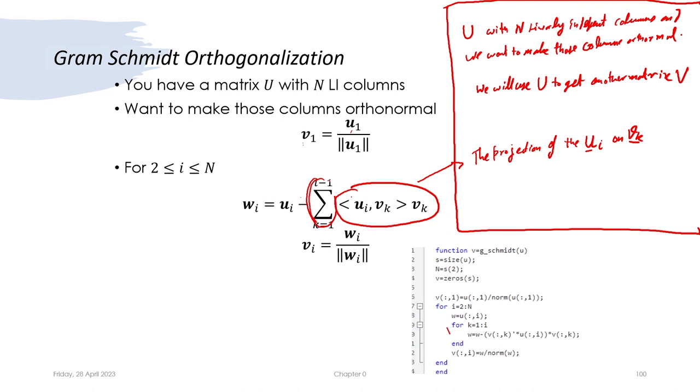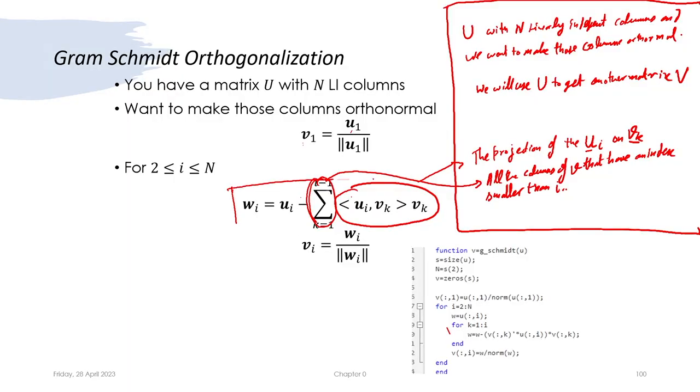So, we take all the columns of V that have an index smaller than i and remove the ith column's dependence on all the previous columns. By doing this, we are taking out any component that the ith column might have on any of the columns of V that have an index lower than i. So by doing this, we are only left with something that cannot be expressed in terms of any of the other columns.